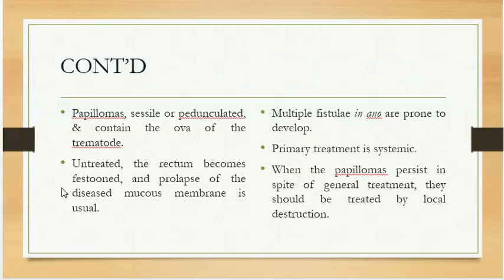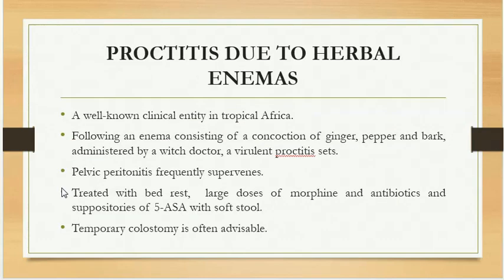If the condition is untreated, the rectum becomes festooned and prolapse of the diseased mucous membrane is also present. Multiple fistulae in ano are prone to develop in this condition. Again, the primary treatment in this condition is also systemic, IV antibiotics. When the papillomas persist in spite of general treatment, they should be treated by local destruction. So they should be managed locally.